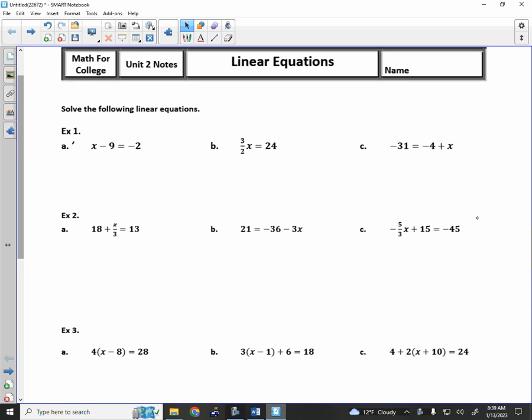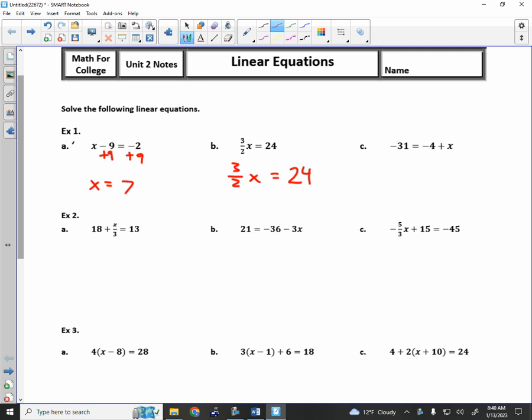So when we see the minus 9, we add 9 to both sides, and we get x is equal to 7. Letter B is different because it says 3 halves times x is 24. This is a common one that people are like, well, shoot, I don't remember what to do there. Do you remember how to get rid of this fraction in front? There's a couple ways to do it. It's not just one way.